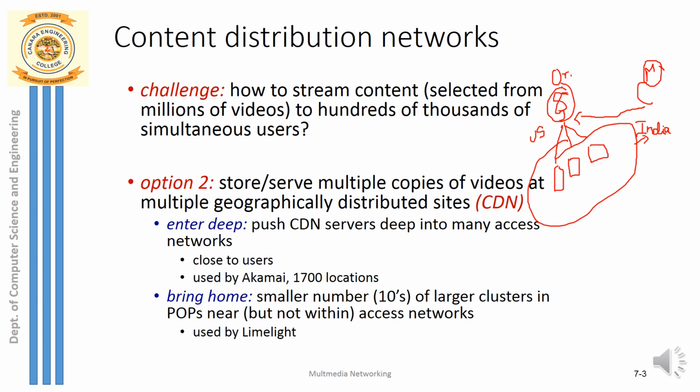So suppose we have a single cluster located in India, and this single cluster is nothing but a group of CDN servers. All these CDN servers are replicas, so they all have the duplicated video contents stored in them. So here it is a single cluster, but you can have multiple such clusters.